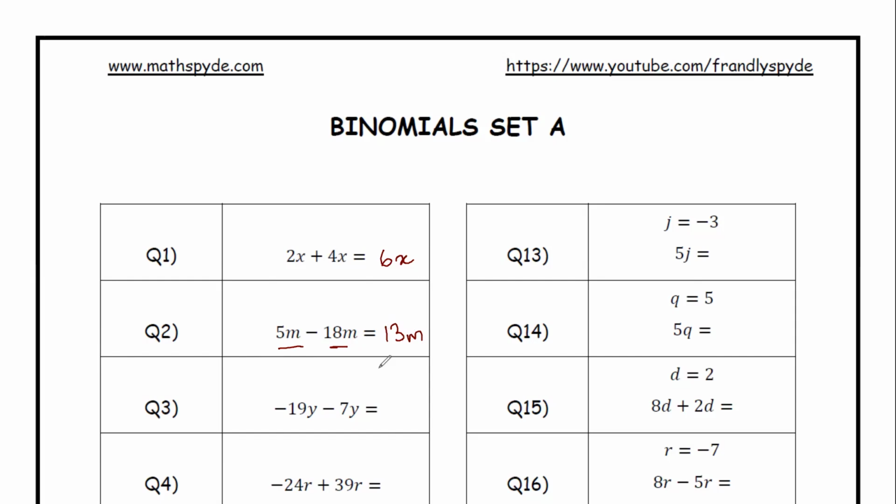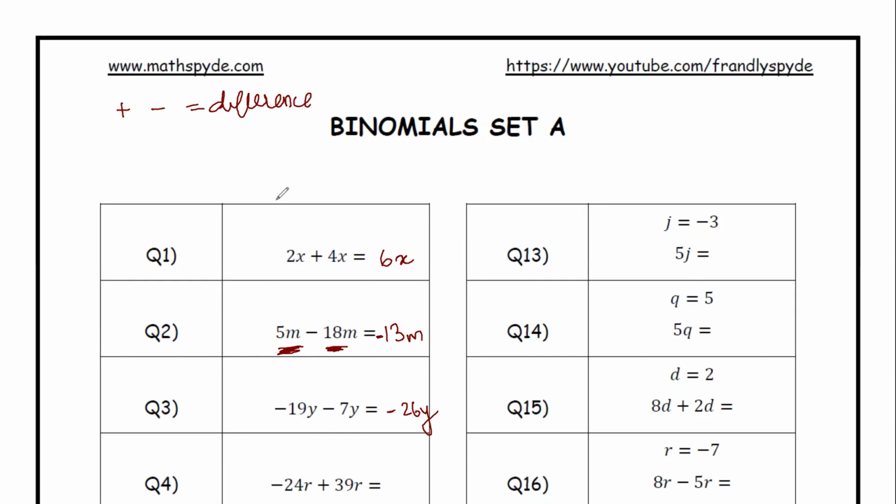Now the sign part. The sign part is simple. Take the absolute value, which is the bigger absolute value, 18. Then the sign of 18 is negative. Then the result will be negative 13m. Both are negative. You add them up, right? So negative 26y. So remember, when it is 1 plus and 1 minus, you take the difference.